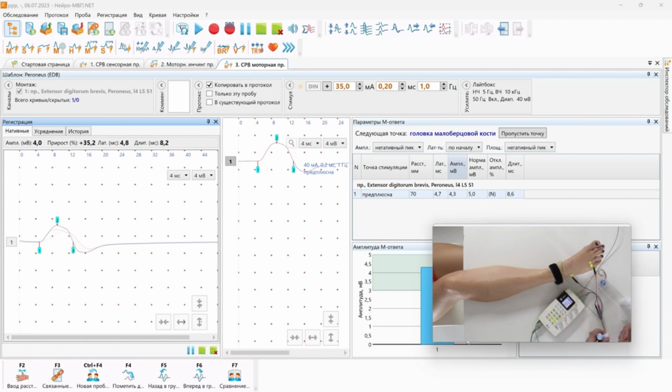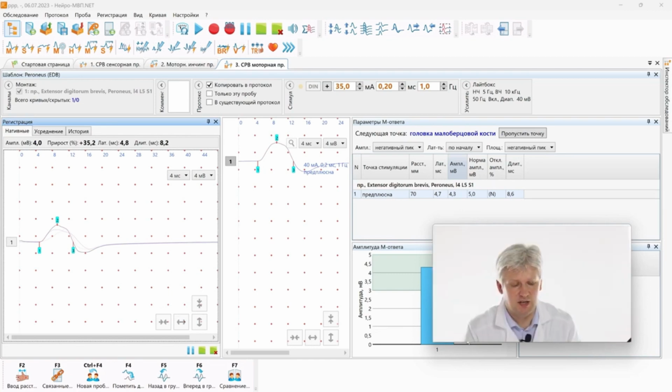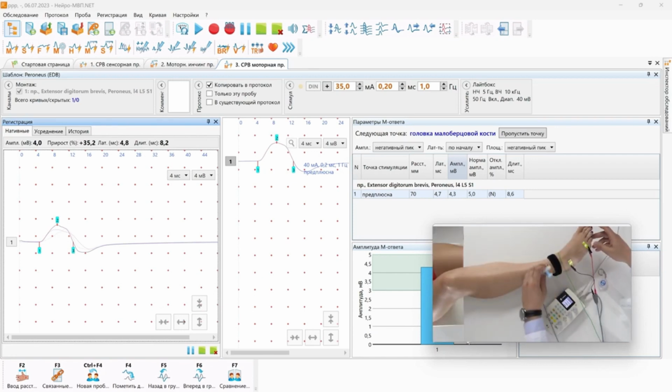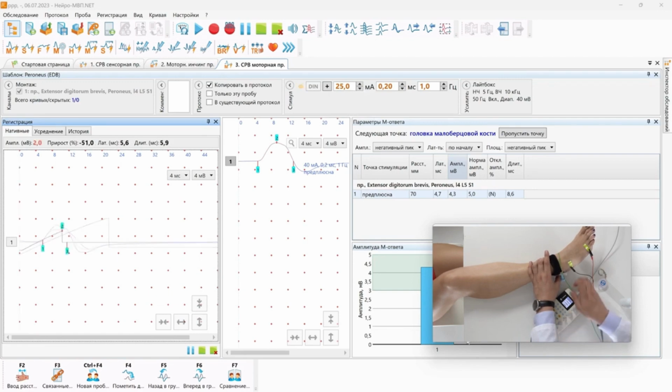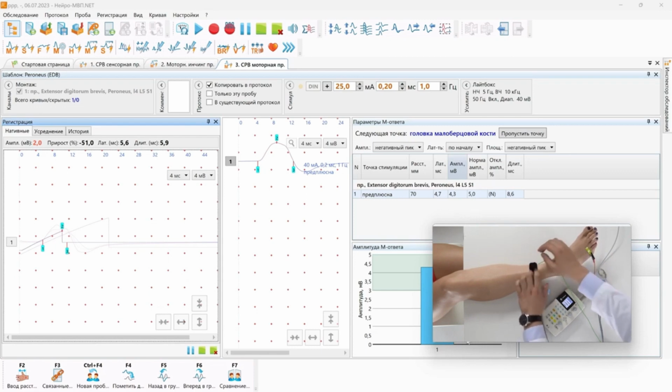The second most common reason why the amplitude may be lower is the presence of additional anastomoses and additional anomalies. To check this, you can stimulate the peroneal nerve directly under the lateral malleolus. I'll try to stimulate, reducing the current strength to about 25 milliamperes. I'll conduct a stimulus. Here, I have an artifact from the current flowing to the ground. So I'll move the grounding electrode a little to the side. I'll repeat the stimulation directly under the ankle, trying to get an amplitude.